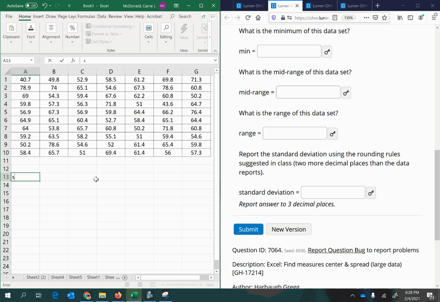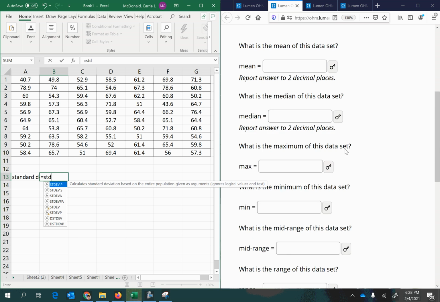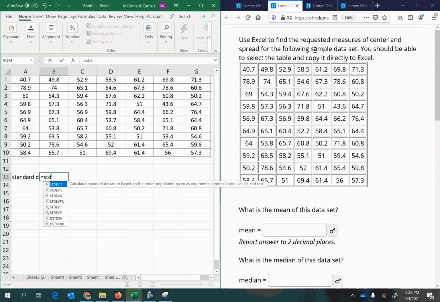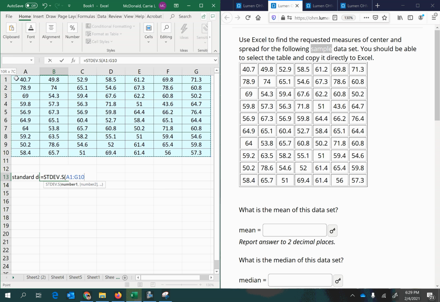I'll just show you the standard deviation is the only one that you have to be a little careful with because there's two standard deviation functions. There's one that's .s and one that's .p. So you need to make sure you know if it's a sample or if it's the population that you're dealing with. So here it says it was a sample data set. So I'm going to want to use the one that says .s and then just select all my values like that.